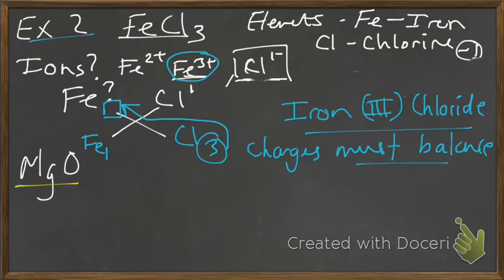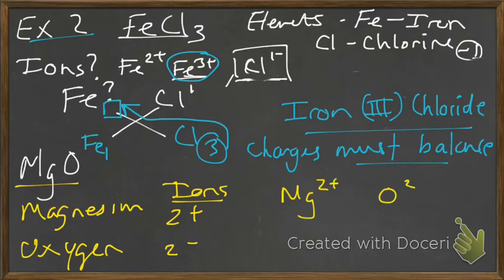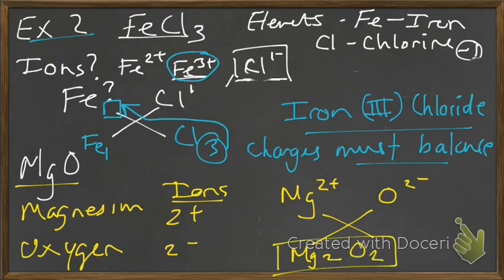Let's do the last one, MgO. The elements are magnesium and oxygen. We know that for sure. The ions of both of them. Okay, magnesium is group 2, meaning it's 2+. Oxygen is group 16, meaning it's 2-. Okay, so if we do our cross multiplying trick here, MgO 2+, 2-, Mg2O2, we know in math these two can cancel out because they're the exact same. So this is just magnesium oxide.